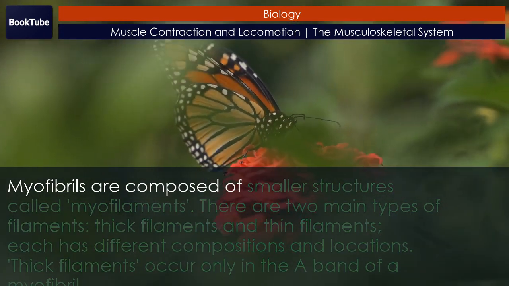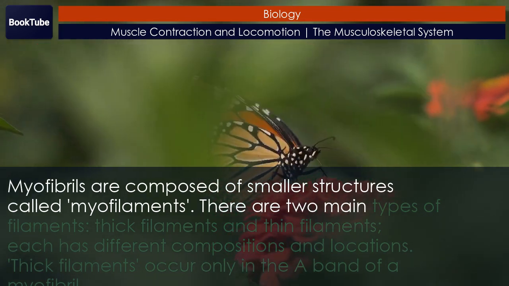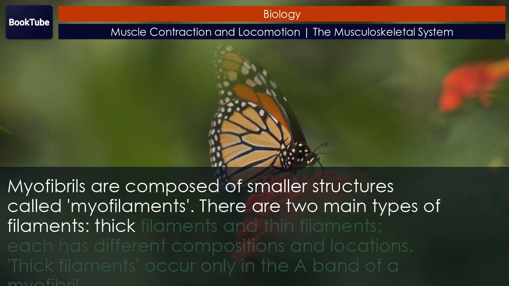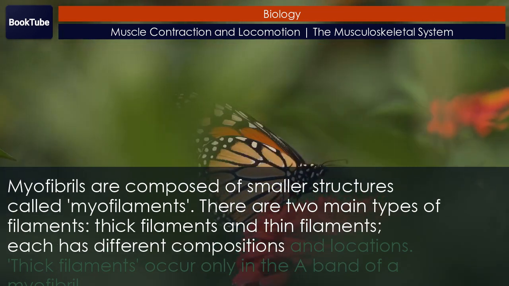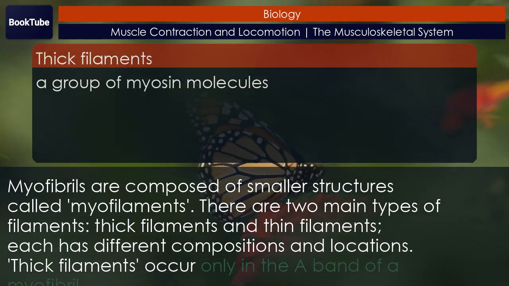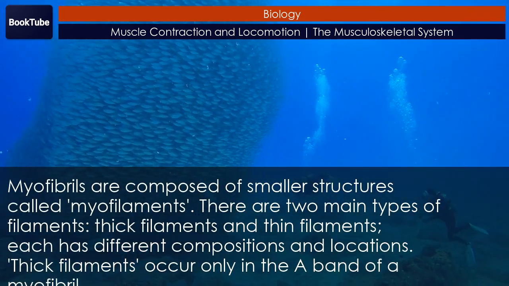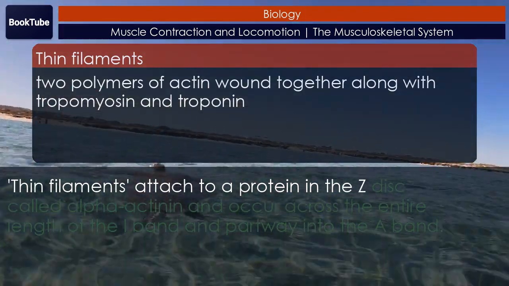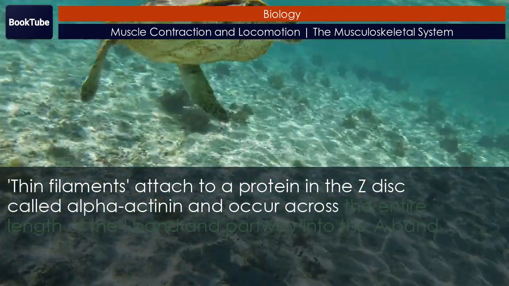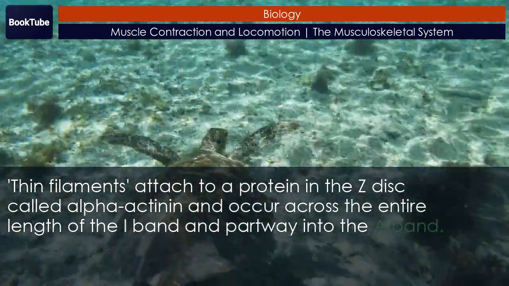Myofibrils are composed of smaller structures called myofilaments. There are two main types of filaments: thick filaments and thin filaments. Each has different compositions and locations. Thick filaments occur only in the A band of a myofibril. Thin filaments attach to a protein in the Z disc called alpha-actinin and occur across the entire length of the I band and partway into the A band.